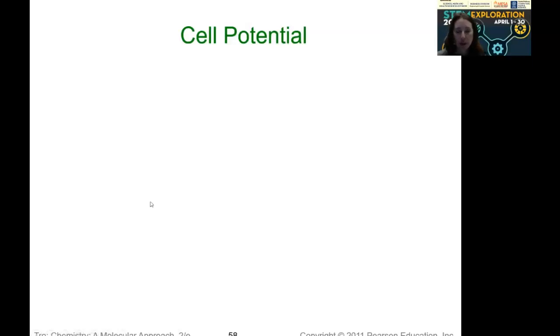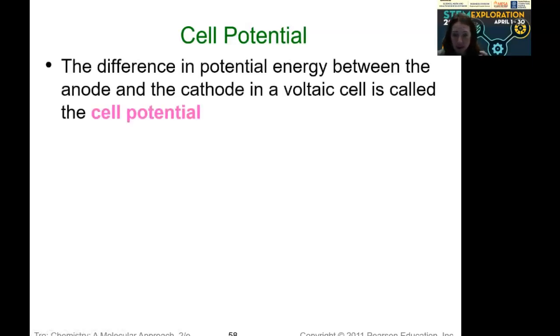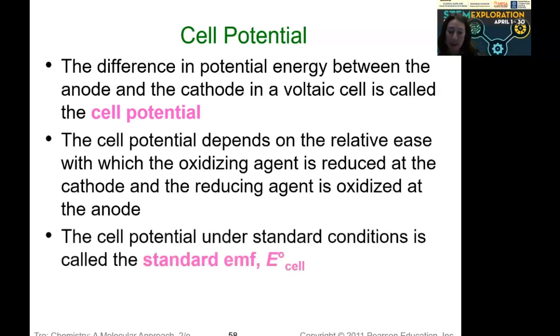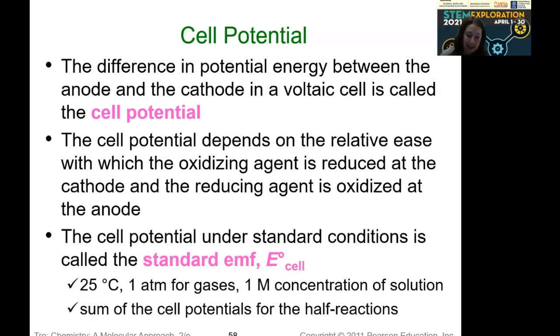So when we talk about what's called our cell potential, which is measuring the voltage, the difference in the potential energy between the anode and the cathode is what we call the cell potential. And it depends on how easily our anode oxidizes and our cathode reduces, right? So it just depends on how easy, again, our oxidizing agent is reduced and our reducing agent is oxidized. Remember this one? So we're saying that all in one statement.